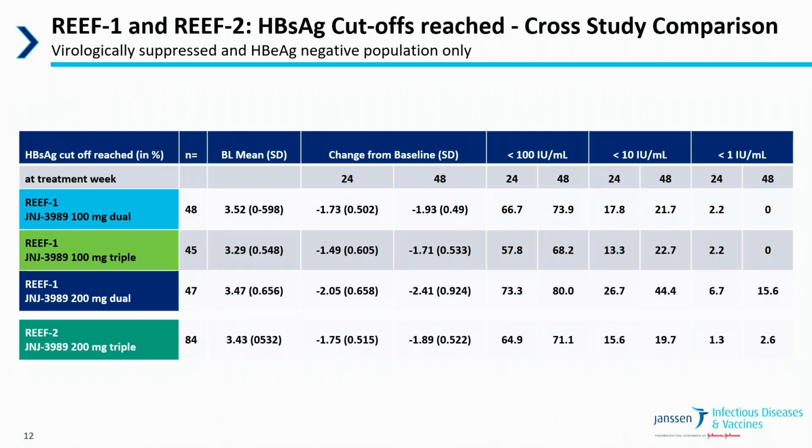Very important, we have also looked at cutoffs, and you see here with the same color coding, Reef-2 is the lowest and should be now compared to the third row where the 200 milligram Reef-1. If you look at the 100 units cutoff, it looks very comparable at week 48, 80 versus 71. But if you look at less than 10 units and also less than 1 unit, there is a clear benefit for the dual arm from Reef-1 over the triple arm from Reef-2, with all caveats that come with this cross-study comparison.